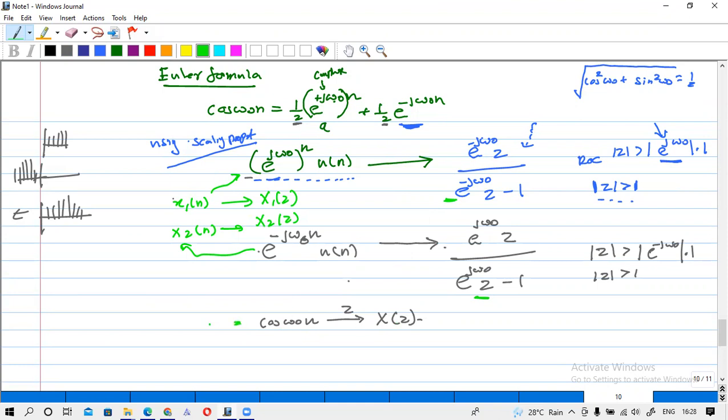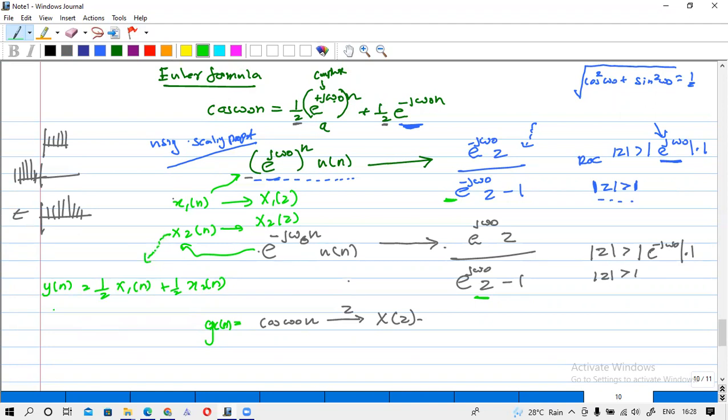Let's say this is x[n], and this is y[n]. So what is y[n]? y[n] is equal to half x1[n] plus half x2[n]. Actually, this is the linearity property. Here we can use the linearity property.